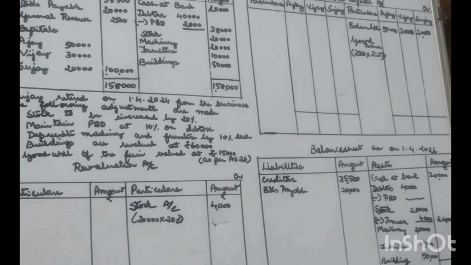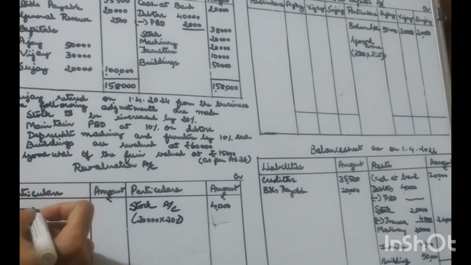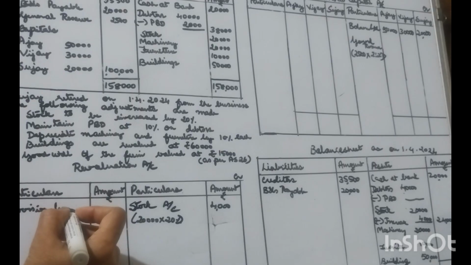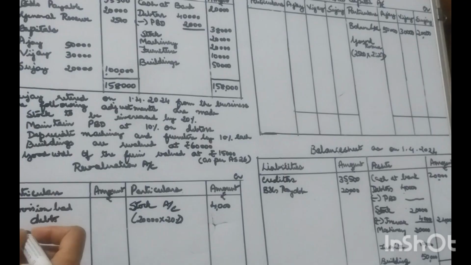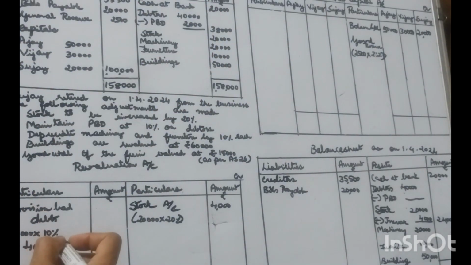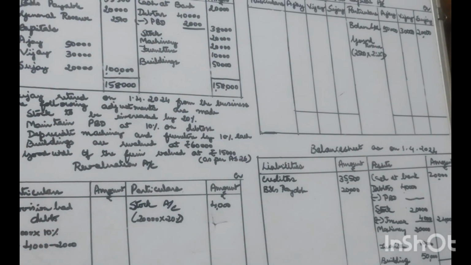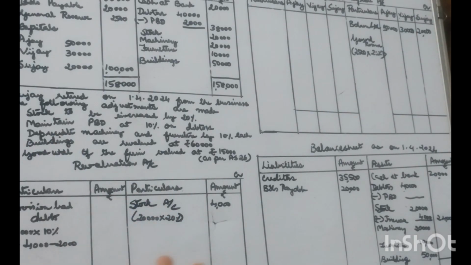Next, maintain provision for bad debts at 10% on debtors. So it has to be provided on debtors. The value of debtors is 40,000, on which it has to be provided. So now the present provision is 4,000. Earlier it was 2,000. The provision has been increased. An increase in the provision has to be debited. A decrease in the provision must be credited.